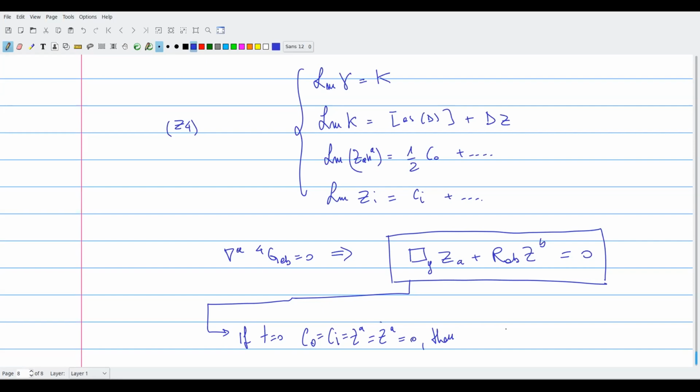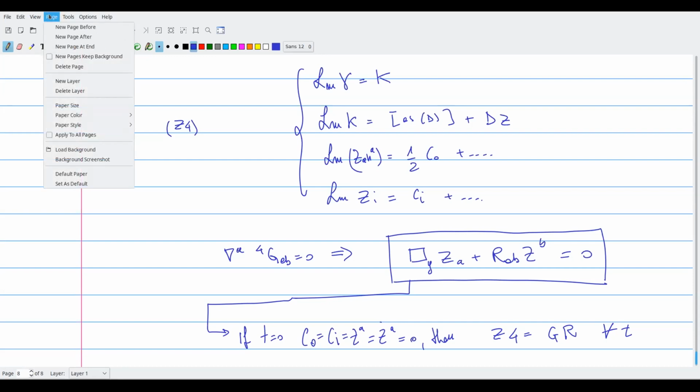Then the Z4 system remains general relativity for all time, which means that constraints are satisfied all the time. So this is a simple way to get the fact that constraints are transported even in this approach.